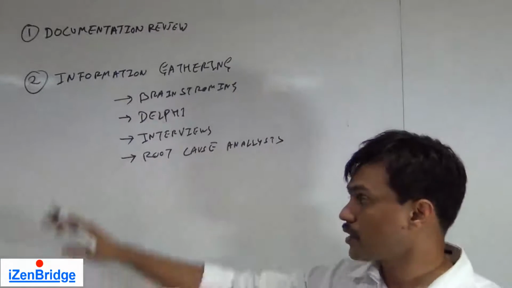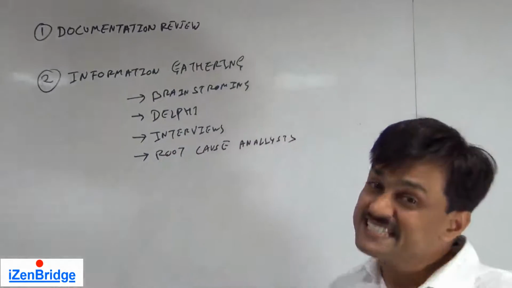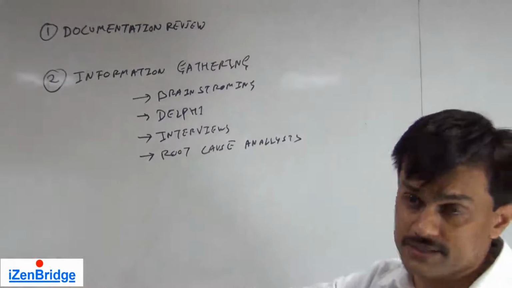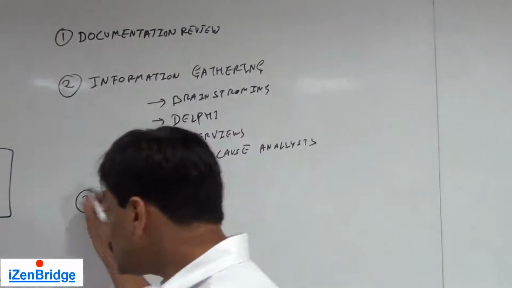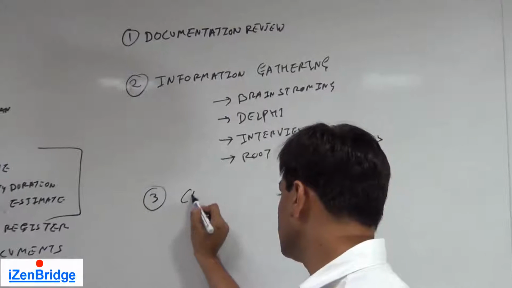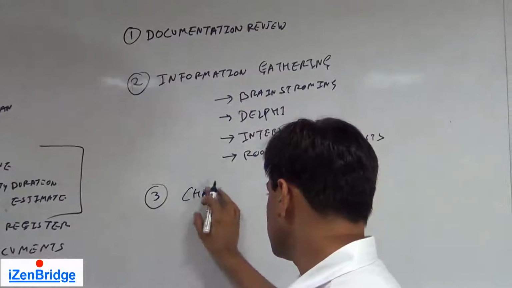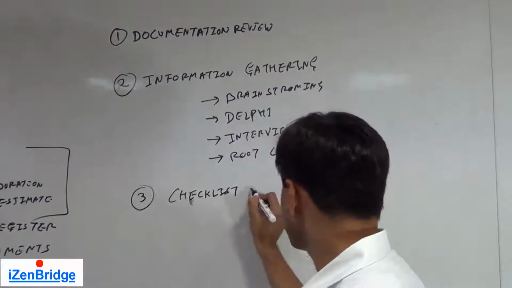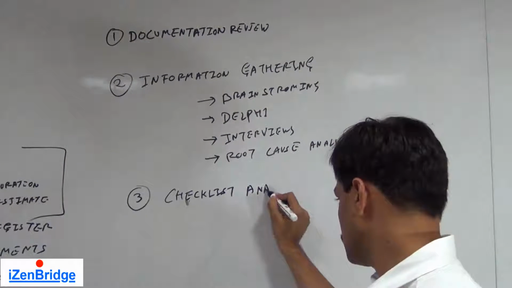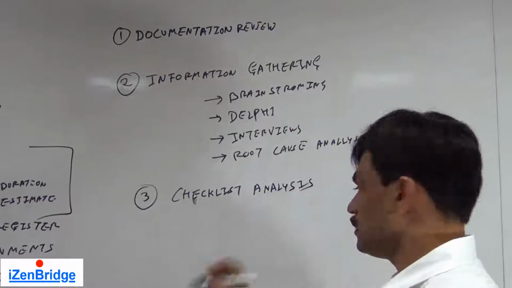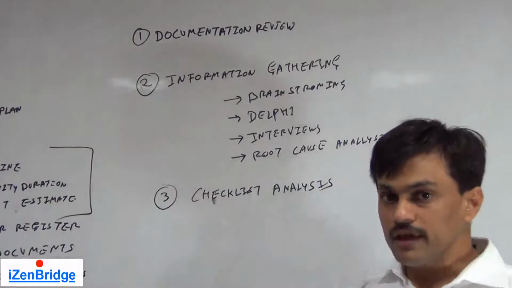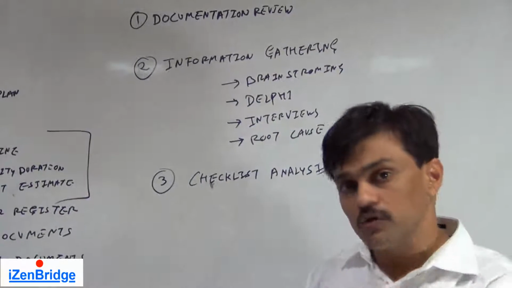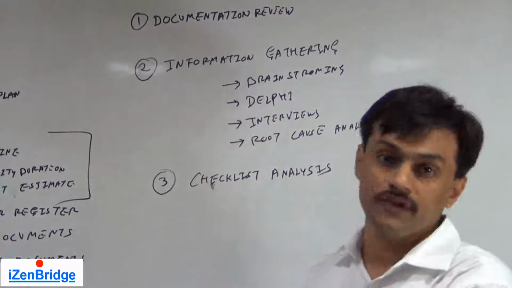Now, what else? We can do a checklist analysis. From where are we getting those checklists? Organization, process, assets. So, the third tool and technique which we apply is checklist analysis. Now, if the organization has a mature risk management process, they may have a good amount of checklists which can help us in identifying risks.